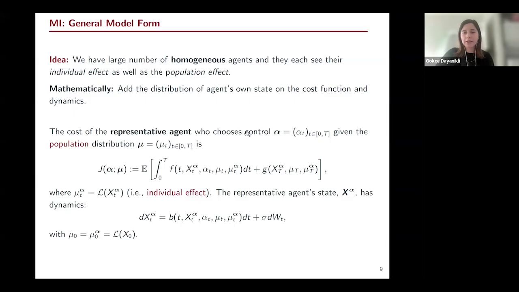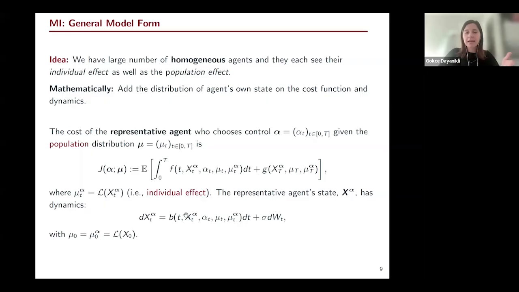So then the cost of the representative agent who is using a control alpha, given the population distribution mu, which they feel they don't have any effect on, is going to be given as this. As I said, alpha is the control, X_t is the state, mu_t is the population distribution. Since we have infinitely many players, the players are insignificant, so they see this exogenously while finding their best response. They are also affected by the distribution of their own individual state. From the intuition point of view, people see some effect of the population and they think they don't have an effect on it, and they also assume that they have some effect on the system. And this mu_t^alpha is going to put this effect on the system.